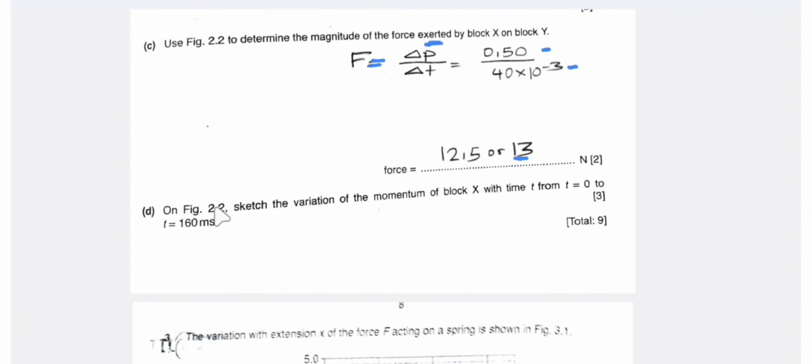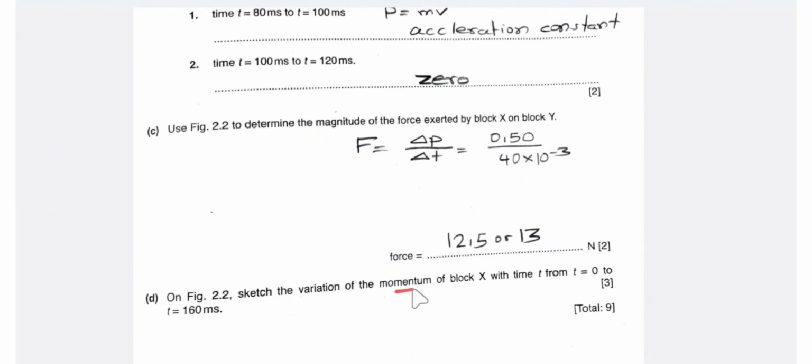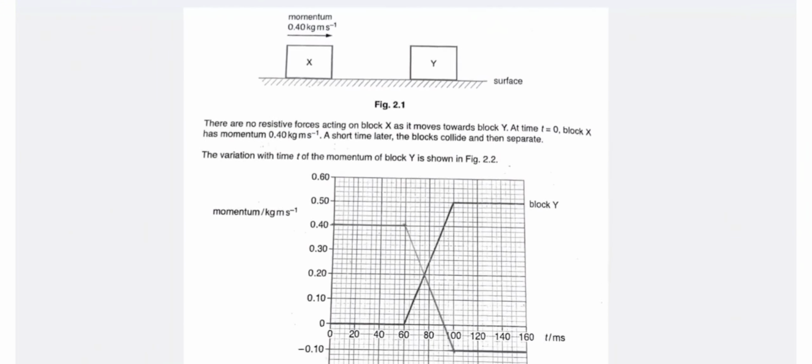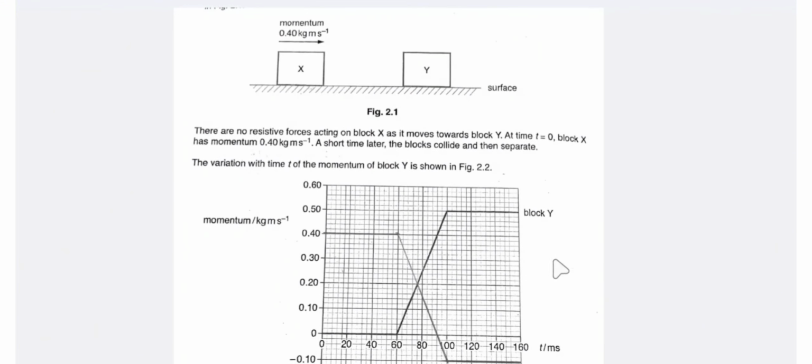Then on figure 2.2, sketch the variation of momentum of block X with time from time t equal to 0 to time t equal to 160 milliseconds. It would be the momentum time graph for X from 0 to 160 millisecond. So for object X, I have drawn the momentum time graph.